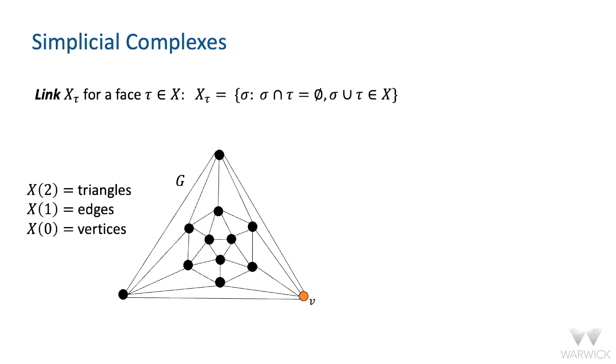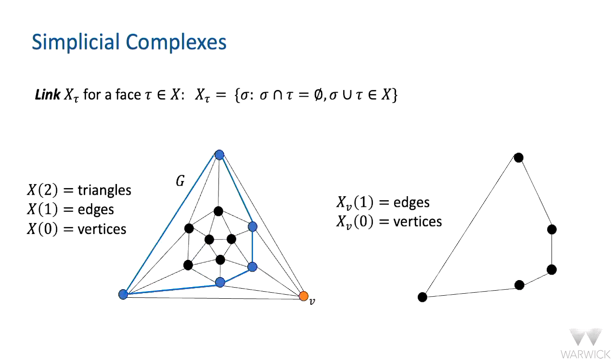You can look at the link of one other vertex. This one, it's again a cycle. So in fact, if you look at this nice complex, the link of every vertex is a C5, a cycle of length 5.